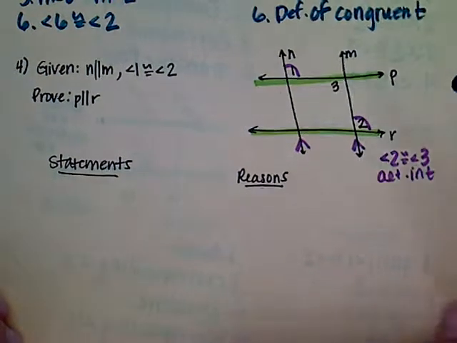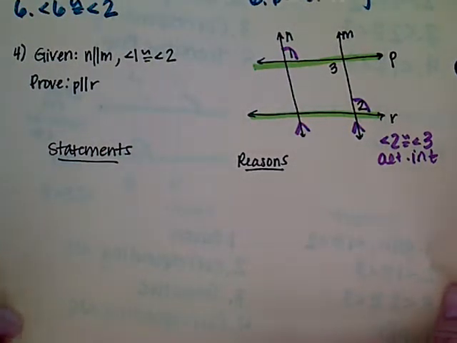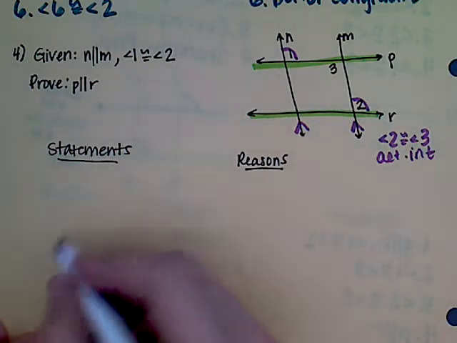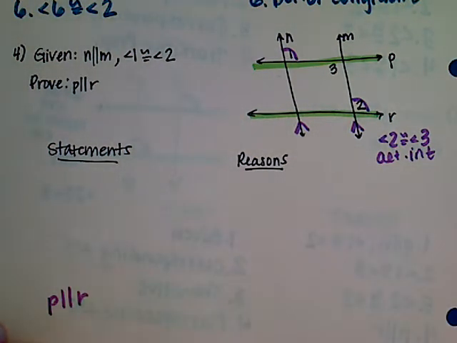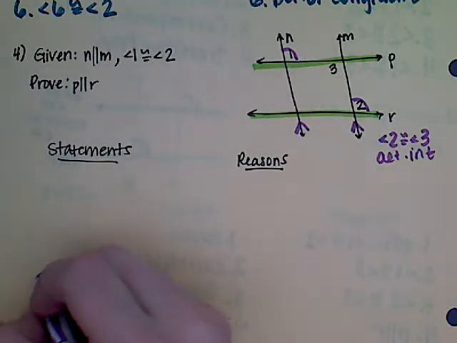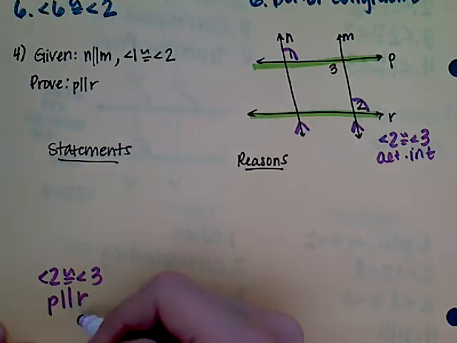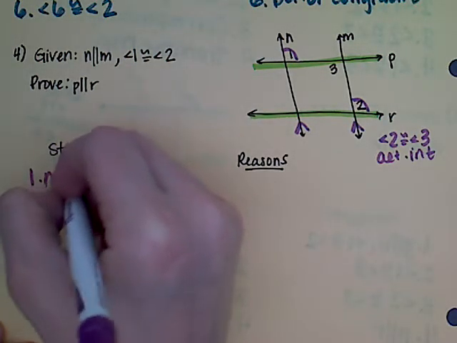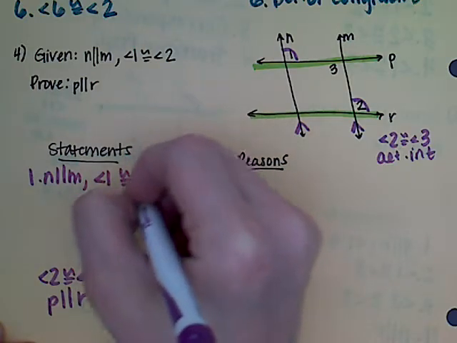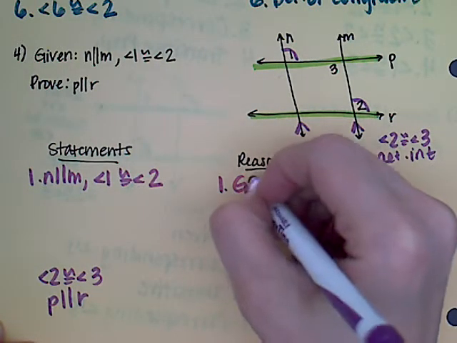So again, if you like to start at the bottom, just give some space because I'm not sure how long this will be. If I'm going to prove that P is parallel to R, the step before that has to be that angle 2 is congruent to angle 3. So we somehow have to take our givens and get to this point. So I know that n is parallel to m, angle 1 is congruent to angle 2, and that is given.